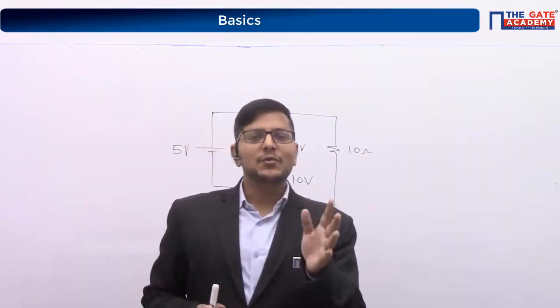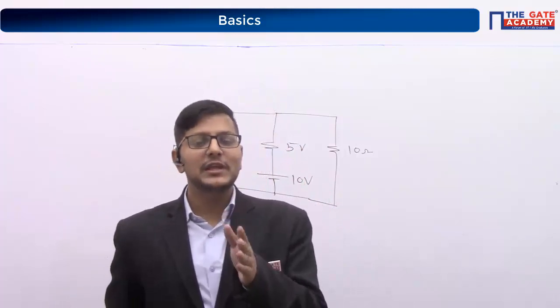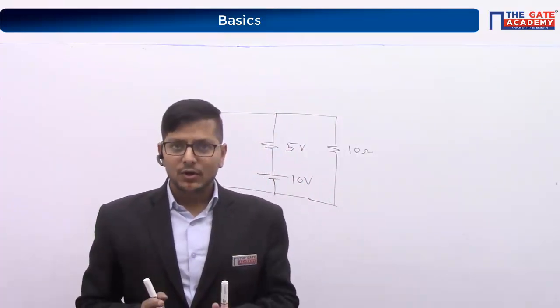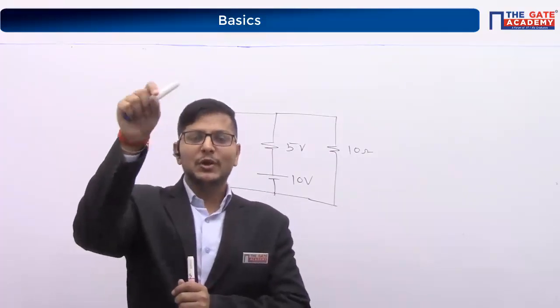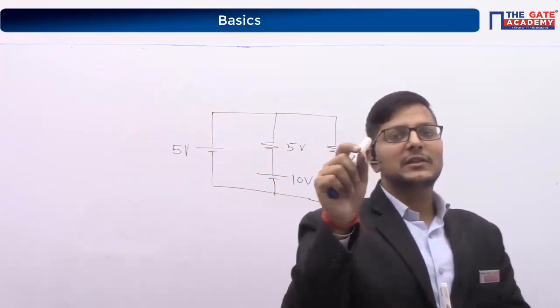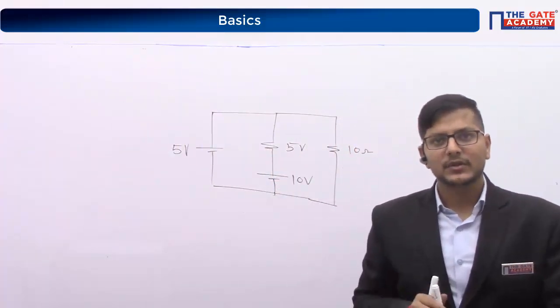Node is a point at which voltage is unknown. What is a node? A node is a point at which voltage is unknown. Clear? You can take those junctions as a node at which voltage is unknown, right?